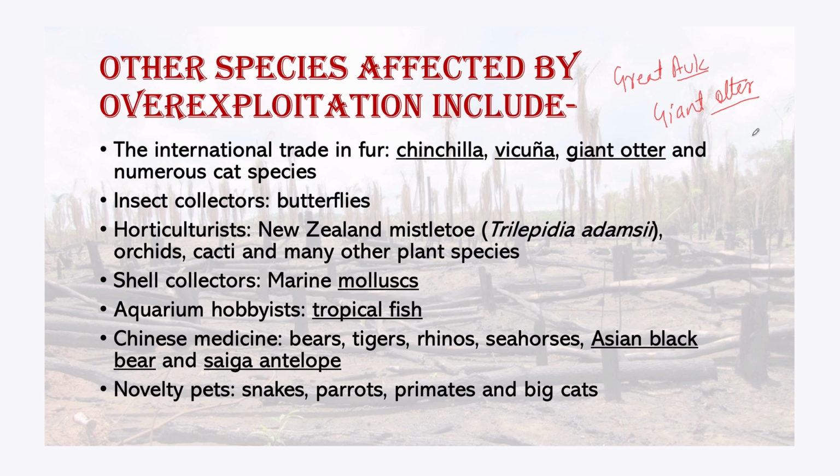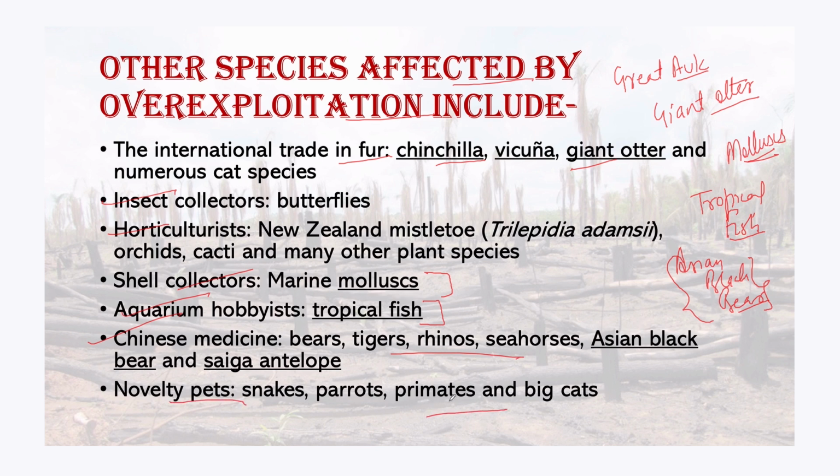Giant otter, mollusks, tropical fishes, Asian black bear all are facing overexploitation. In Chinese medicines, bears, tigers, rhinos, they use all these animals in their traditional medicines also. There are many species affected by overexploitation. They include the international trade in fur, chinchilla, giant otter, cat species, insect collectors, horticulturists, New Zealand stiletto, shell collectors, aquarium hobbyists. So here the tropical fish and mollusks. In Chinese medicines they're using different animals, and novelty pets: snakes, parrots, primates and big cats.